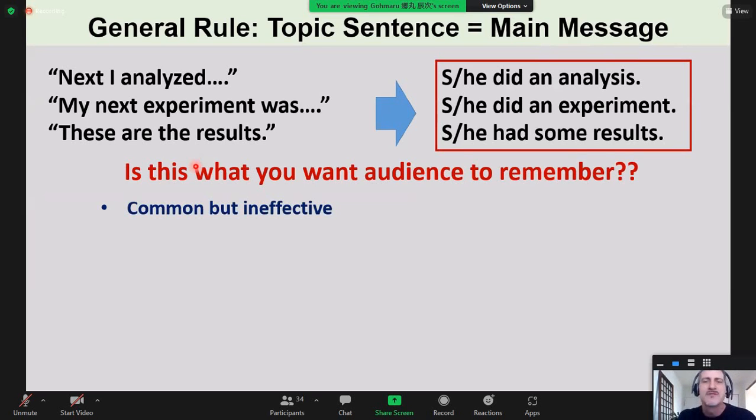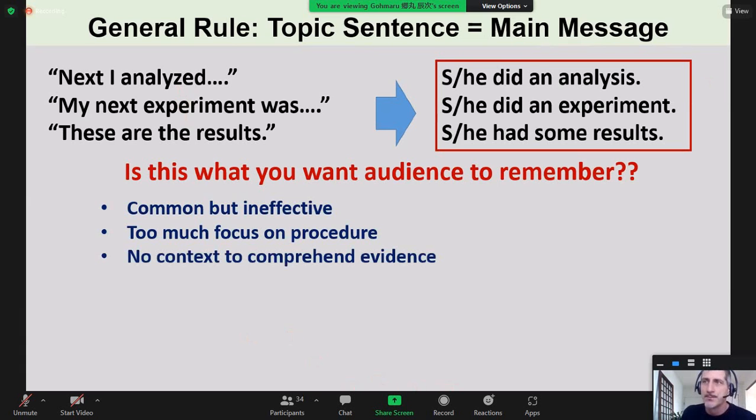It does not prepare the listener to deeply comprehend the contents of the slide. And very often, this pattern focuses too much on the procedure of the experiment and not enough on what we learn from it. So in order to provide context, you want to think, what is the real main message of this? And this is something I find students don't think about.